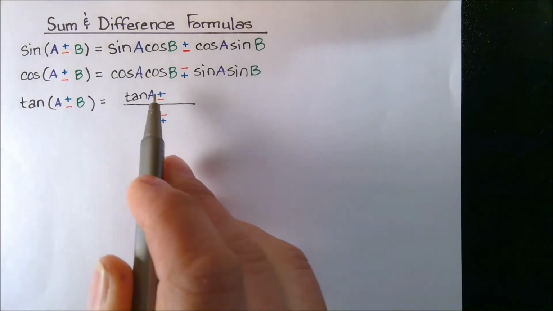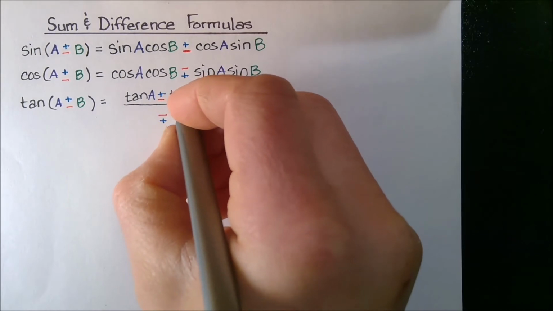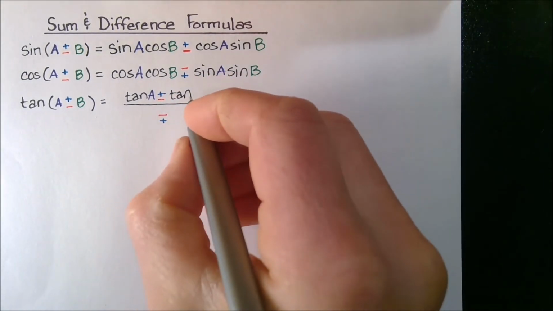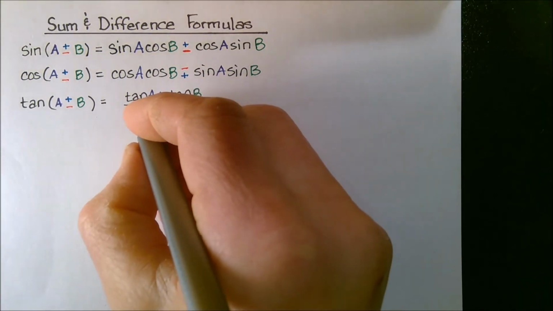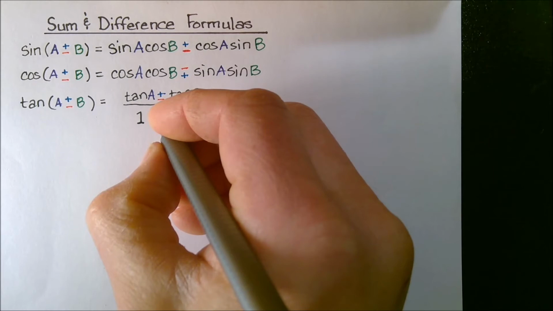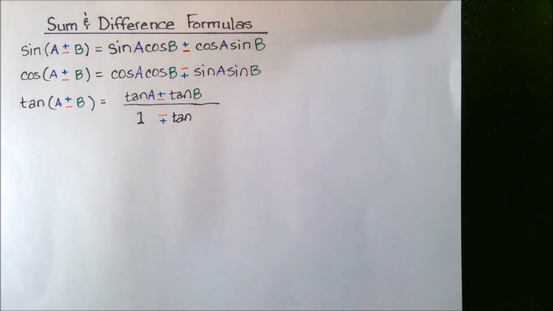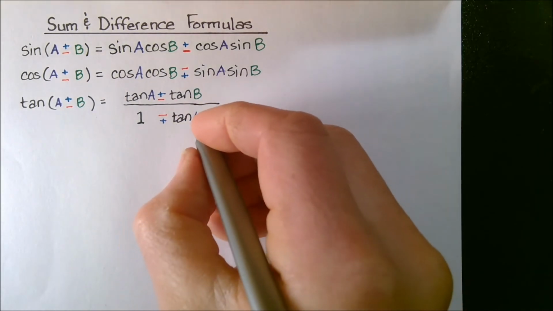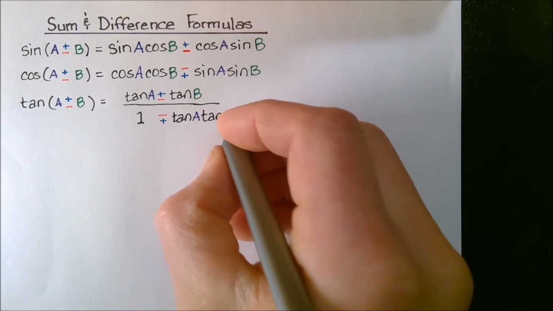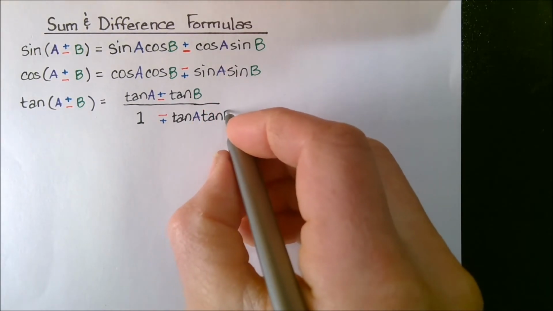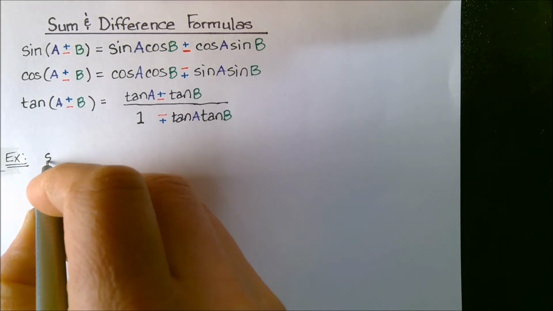If it was plus in the beginning, it's plus up here when you expand that formula, plus the tangent of the second angle. And in the denominator, we'll have 1 minus or plus tangent of the first times tangent of the second. Example, if I wanted to find, you ready for this?